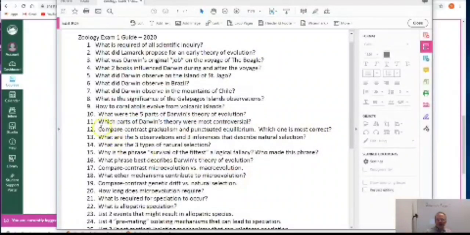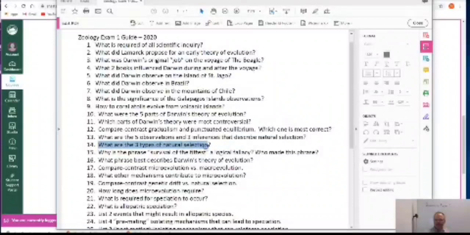Okay, so the part that might confuse you here is I have written here, what are the 5 observations and 3 inferences that describe natural selection? Don't worry about the 5 and the 3. You need to know what natural selection is. You don't need to explain the observations and inferences. This was an essay question that I had on the lecture exam face-to-face. We're not going to have that as an essay question for this test.